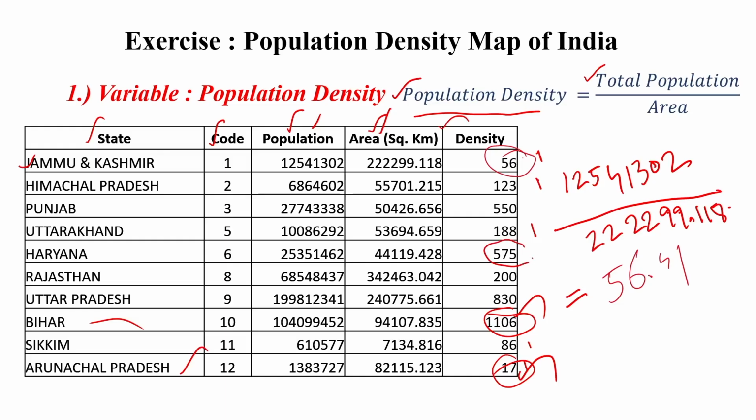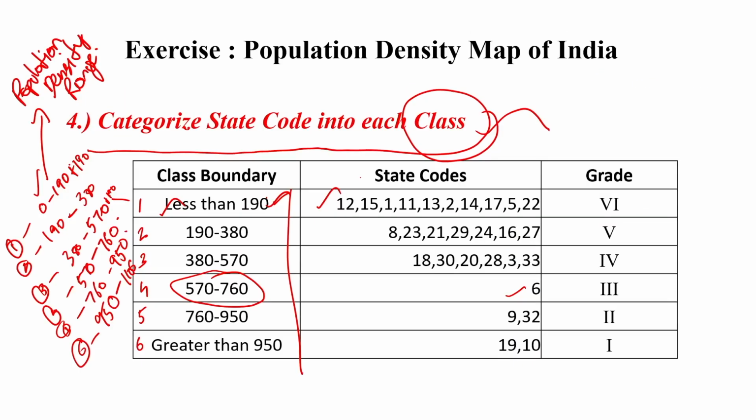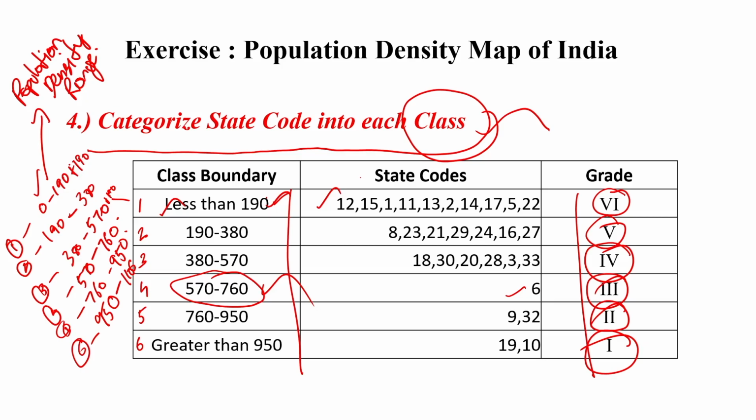You go to the table again, you search for state code number 6. So, see Haryana, only this value will be between that particular range which is 570 to 760. So, state code number 6, and you are giving the gradings also over here. So, you are giving 6, 5, 4, 3, 2, 1, and when we are mapping this, this will exactly turn into reverse. So, whatever is having the highest value, it will get mapped with the darker color. So, this value is important and this grading is also important over here.